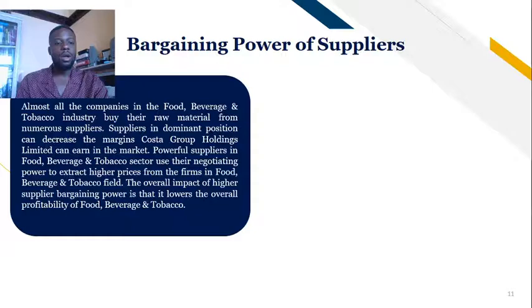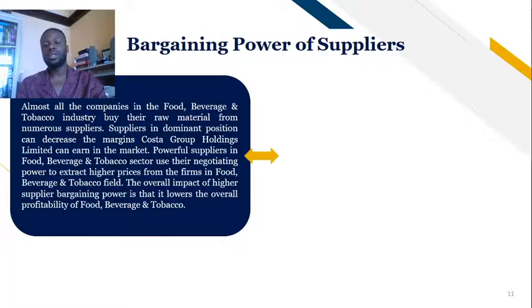Now we look at the next force, which is the bargaining power of suppliers. Almost all companies in the food and beverage industry buy their raw materials from numerous suppliers. Suppliers in dominant positions can increase the margins and can earn in the market. Powerful suppliers in this sector use their negotiating power to extract higher prices from the firm in this field. The overall impact of high supplier bargaining power is that it lowers the overall profitability in the sector.